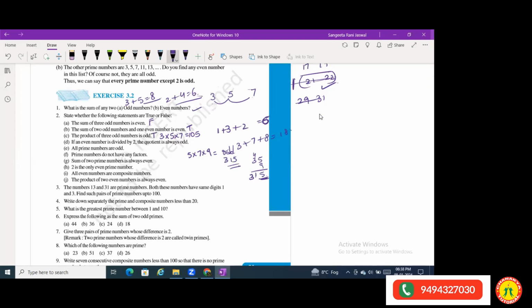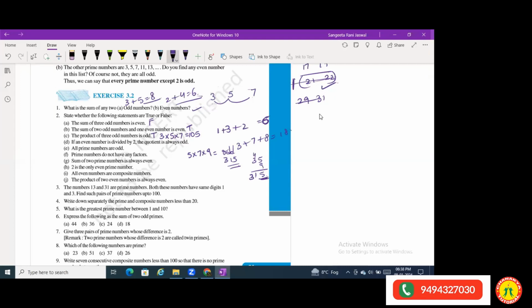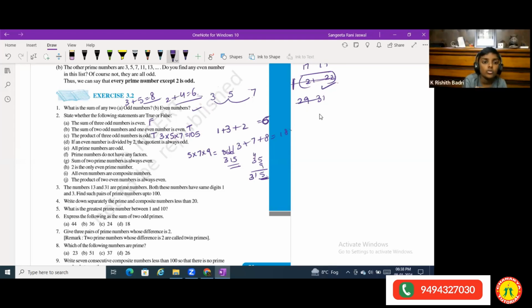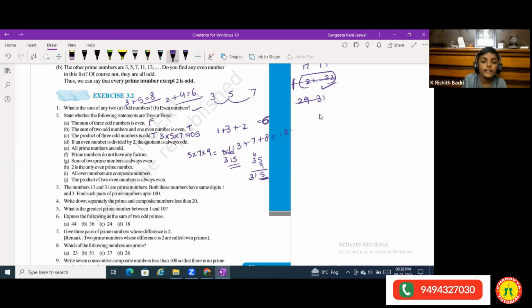Okay, let's see the fourth one. What is the fourth one written? If an even number is divided by 2, the quotient is always odd. Is that true? Ma'am, false, because 4 divided by 2 is 2. It might be odd or it can be even. We cannot say it is always odd.